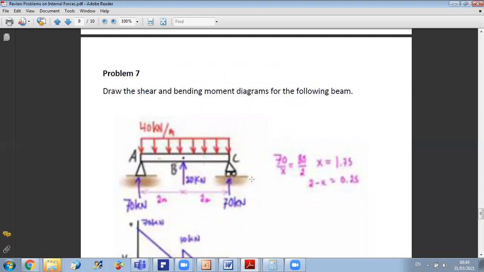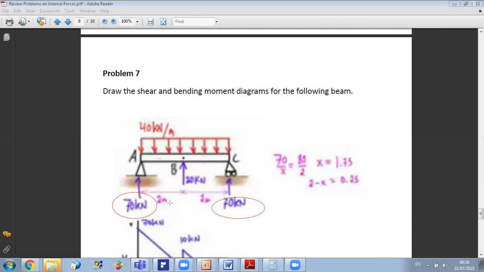At first, no loading in X, so you can say that AX is 0. In general, when you have symmetry, this will facilitate your calculation, because look, due to symmetry in loading, I can say that AY is equal to CY, and it's equal to the load over 2. Okay, and if you do sum of y equals 0, you will get 2 times AY or 2 times CY equals 40 times 4, which is 160, minus 20, so 140. Then the reaction at y, at A and at C, is 70 kilonewton.